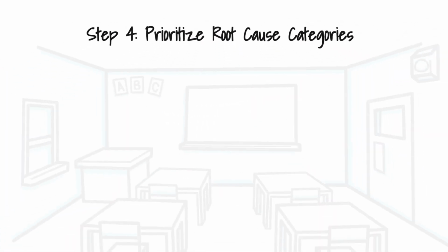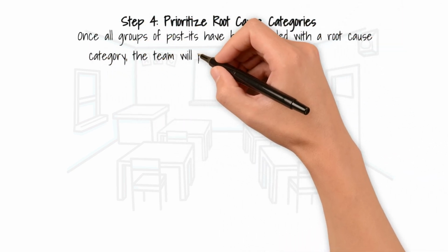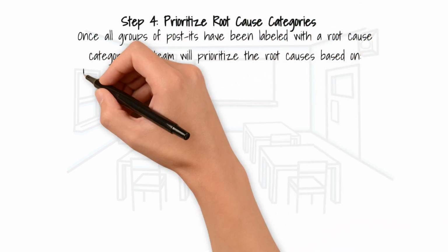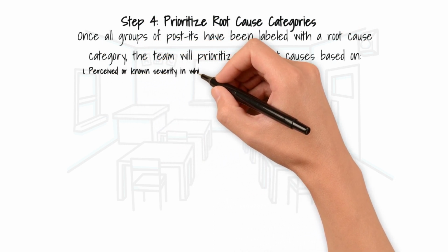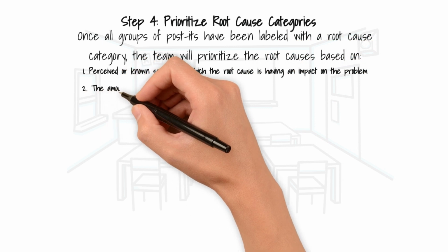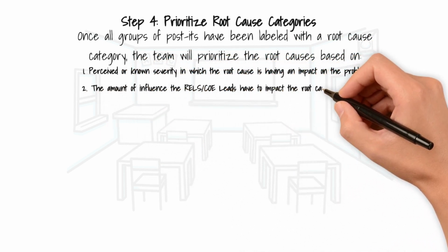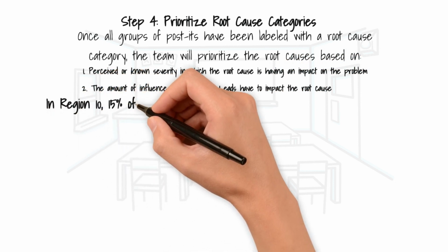The last step in the fishbone analysis is to prioritize the root cause categories. The team will work together to determine which root causes should take priority based on 1, perceived or known severity in which the root cause is having an impact on the problem, and 2, the amount of influence RELs and COE leads have to impact the root cause.